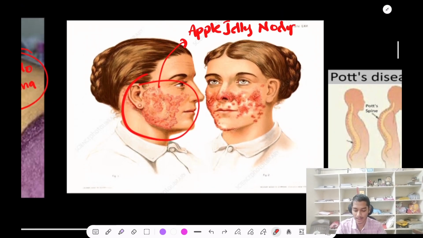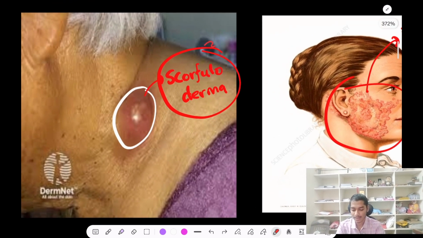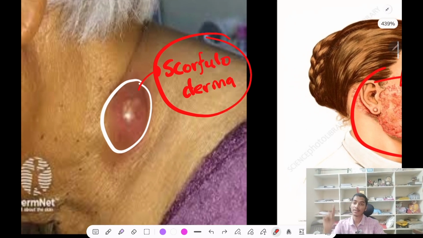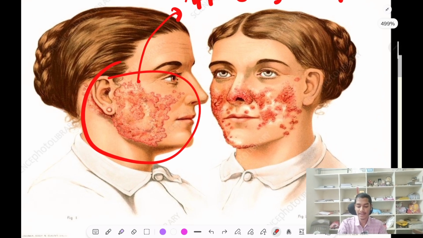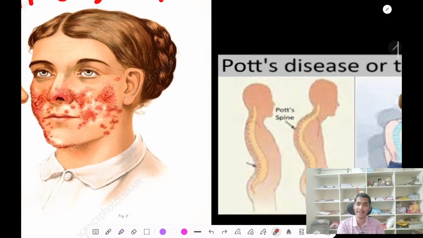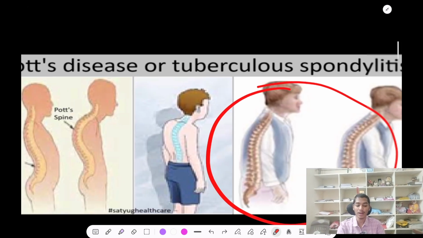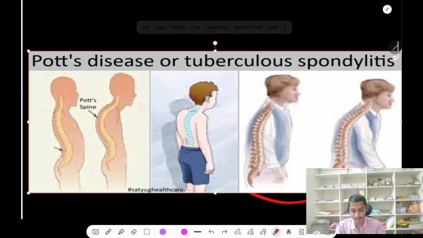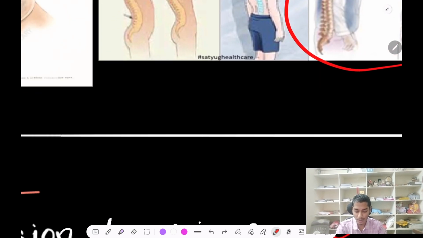So you have these diagrams here. As you can see, this is the scrofuloderma that you see. You can easily appreciate it. See, that is the lymph node which you can see. And these are the apple jelly nodules that you will see in case of lupus vulgaris. And then we have Pott's spine or tuberculous spondylitis that you can see here, right? So this is what you will see.